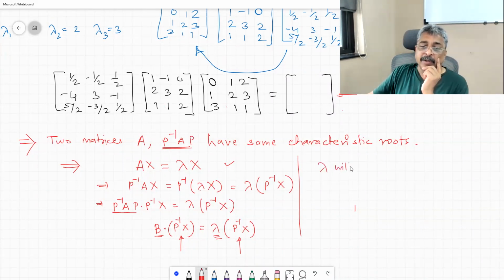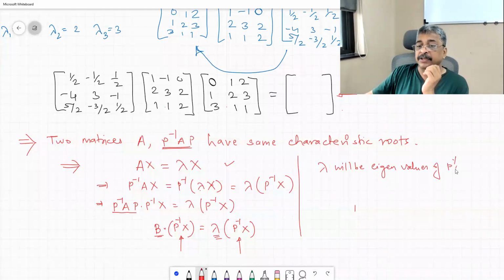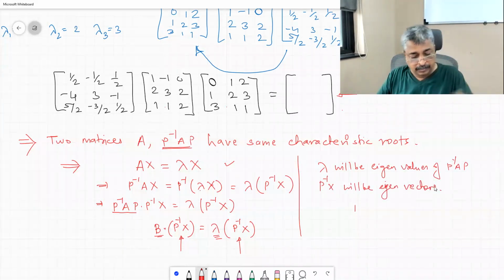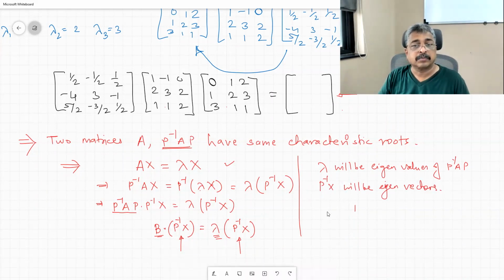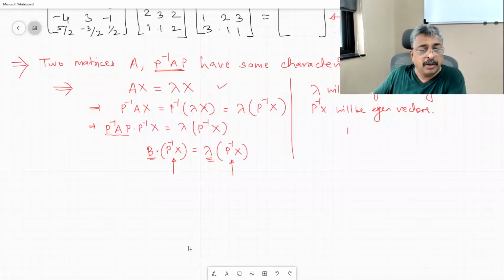Lambda will be the eigenvalues of P inverse AP, and P inverse x will be the eigenvectors. Good. Next. It can be done in more than one way, so we are just demonstrating one method.